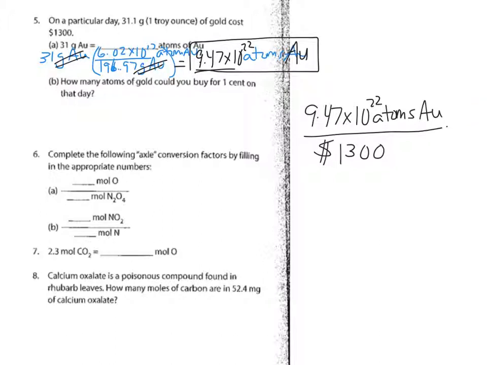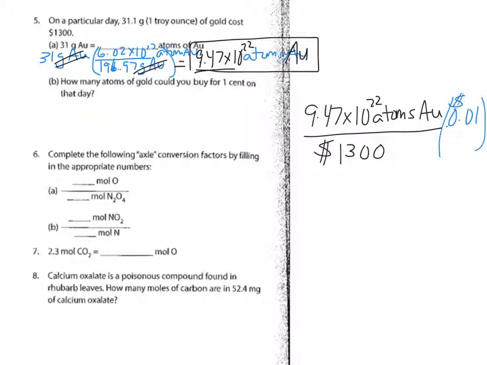Like if I could buy 1 pair of shoes for $10, so 1 pair of shoes over $10, and I multiplied that by $40, I could buy 4 pairs of shoes. So in this case, we're going to multiply this by 1 cent. Well, it says how many gold atoms could you buy for 1 cent? So I'm going to multiply this by a penny.